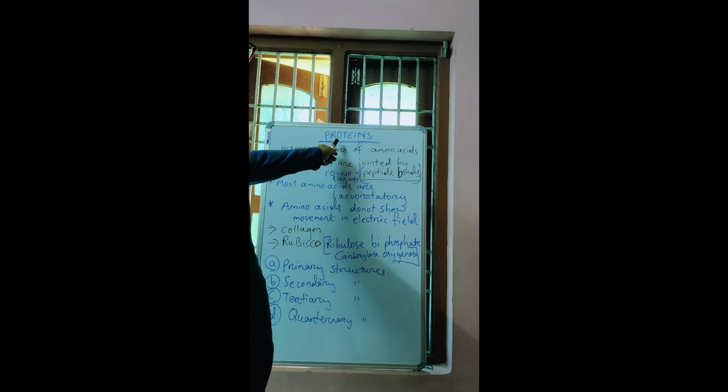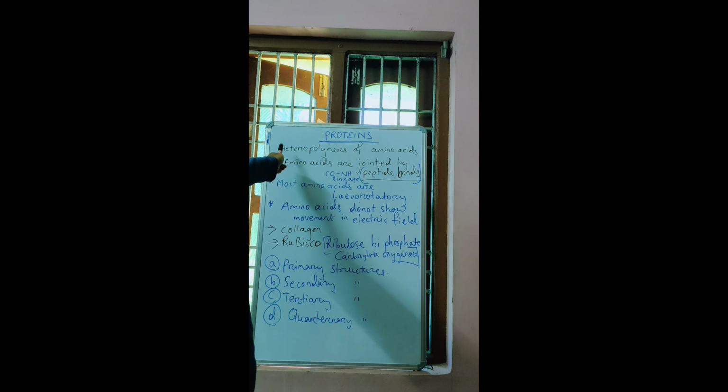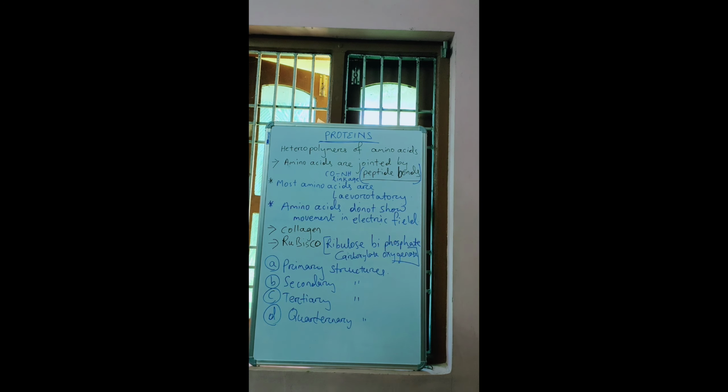Proteins are the heteropolymers of amino acids. It is not homopolymers, it is the heteropolymers of amino acids. These amino acids are joined by peptide bonds, that is CONH linkage. Most of the amino acids are levorotatory. Amino acids do not undergo movement in an electric field due to their neutral charges.